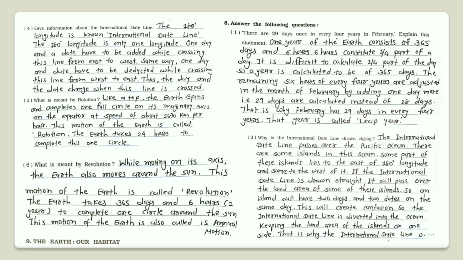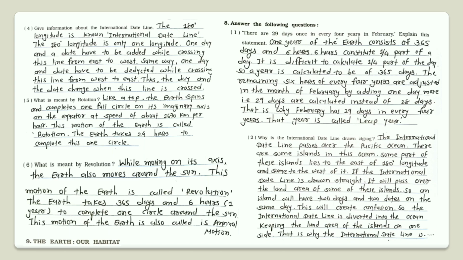Question number 5. What is meant by rotation? So, like a top, the Earth spins and completes one full circle on its imaginary axis, on the equator at a speed of about 1670 km per hour. This motion of the Earth is called rotation. The Earth takes 24 hours to complete this one circle.